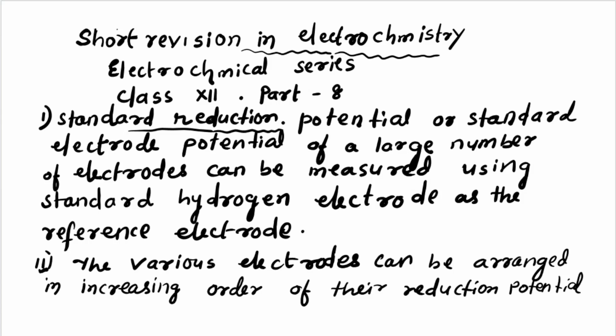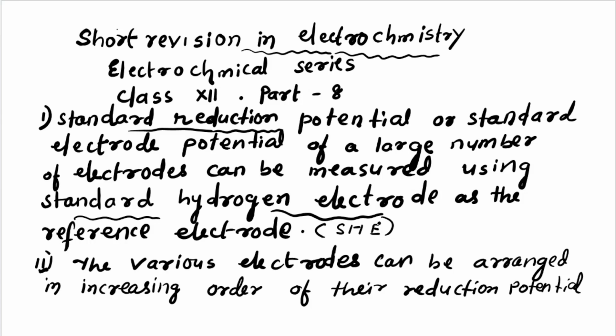Both meanings are the same. A large number of electrodes can be measured by using the standard hydrogen electrode, that is called SHE, as the reference electrode. Are you clear? Standard reduction potential, or standard electrode potential, can be measured by using SHE, the standard hydrogen electrode, as the reference electrode. That means with the help of the standard hydrogen electrode we can calculate.